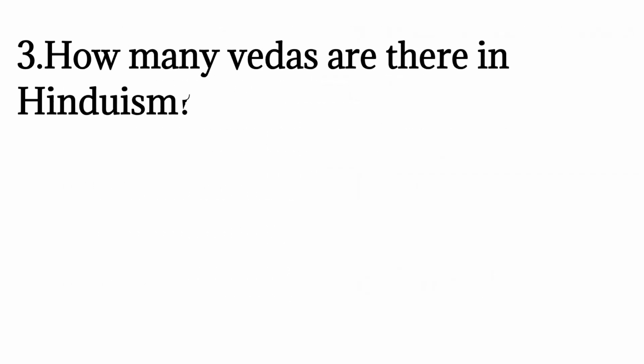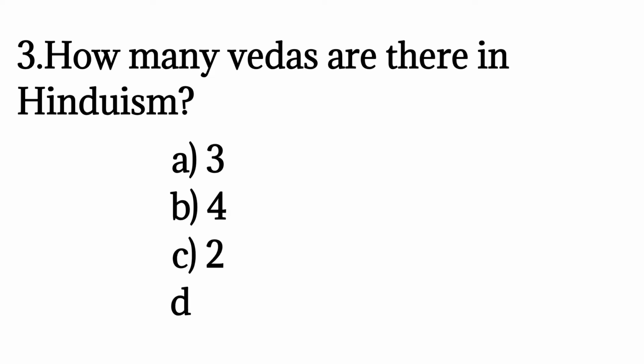How many Vedas are there in Hinduism? 3, 4, 2, 6. The correct answer is 4. The four Vedas are Rig, Yajur, Sama, and Atharva.